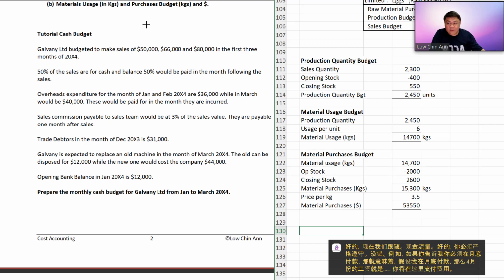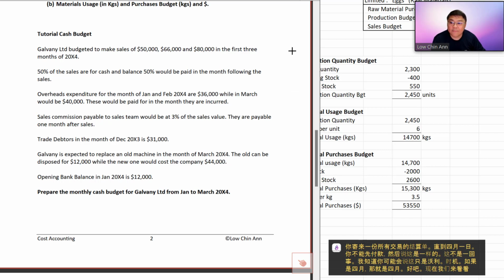It's not May, you know. Some people say, yeah, 1 day only, right? No, it's not 1 day. It is in April. The bank will send you a statement for all the transactions until 30th of April. You cannot make payment on 1st of May and say it's the same. I know you might say it's just 1 day different, but it's not the same. So we have to follow exactly the timing. If this is for April, then it's for April. Now we look at the example and then we discuss this together.